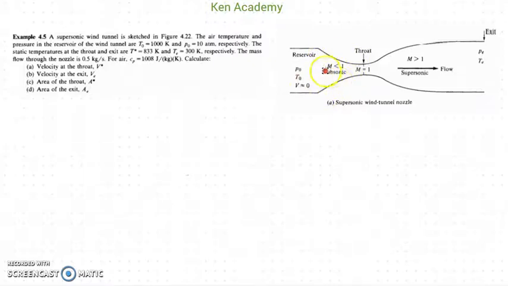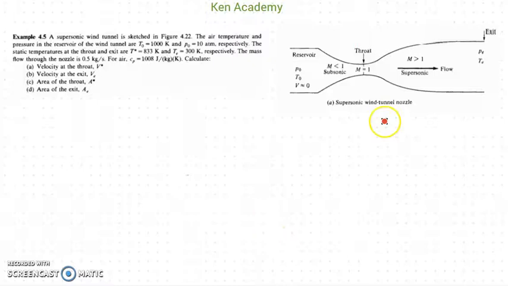And in our converging section, the flow is subsonic, meaning to say the flow is less than the speed of sound. And at the throat, indicated right here, M equals 1, which is the Mach number. It is said right here in the problem that the Mach number is equal to 1 in the throat, which means to say that the flow of air is equal to the speed of sound.